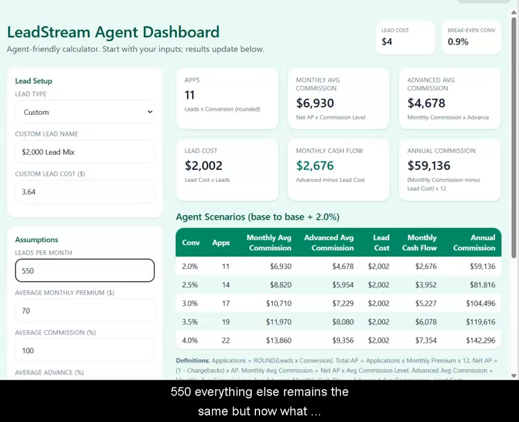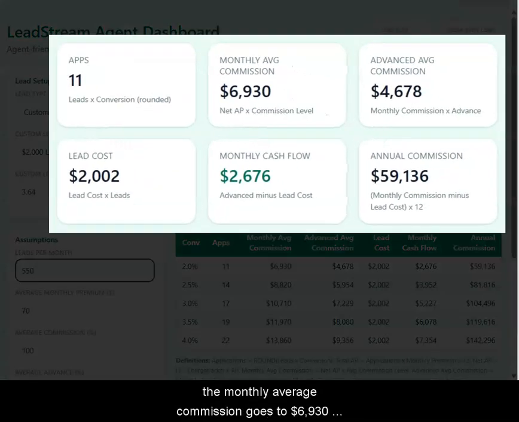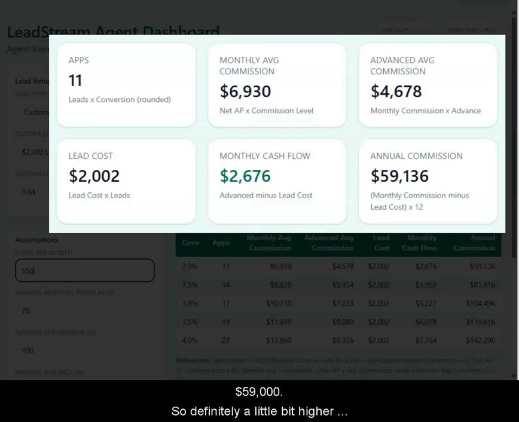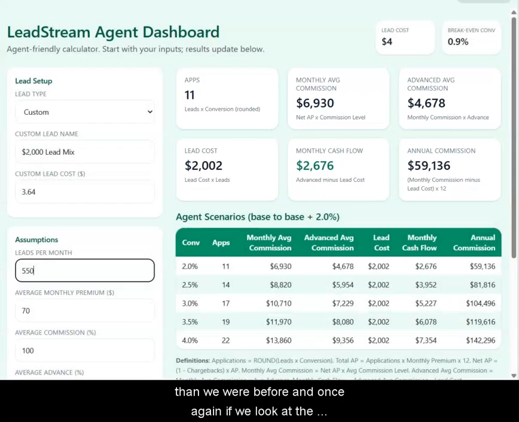Everything else remains the same, but now what changes are the number of applications. They go up to 11. The monthly average commission goes to $69.30. The average advance goes to $46.78. And now we're spending $2,000 per month on leads. So when we take a look at our cash flow, we see that we'll net $26.76. And if we did that every month of the year, we would make $59,000. So definitely a little bit higher than we were before.